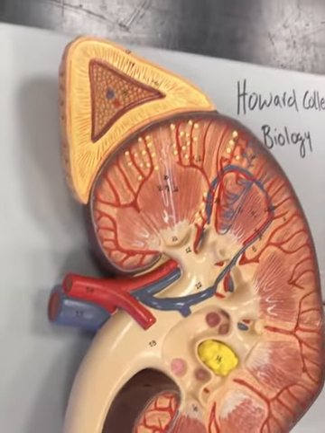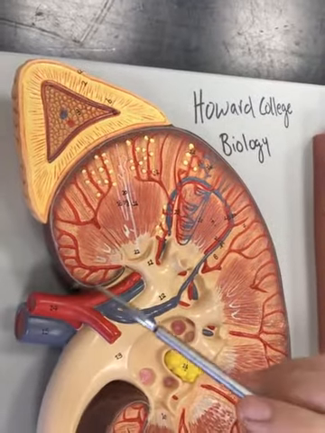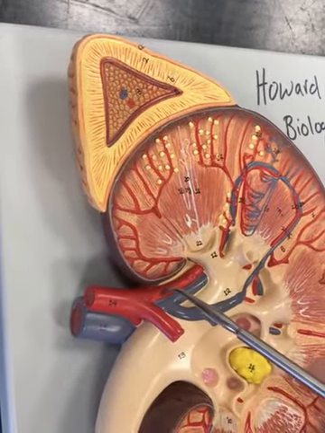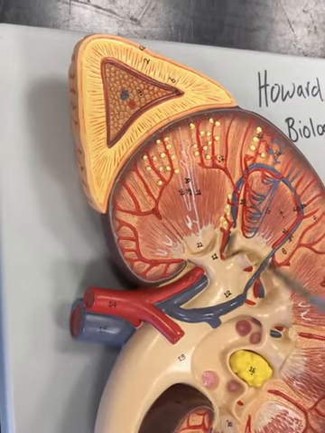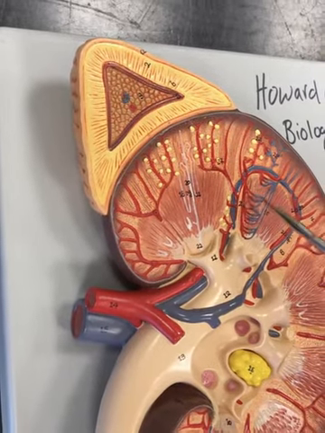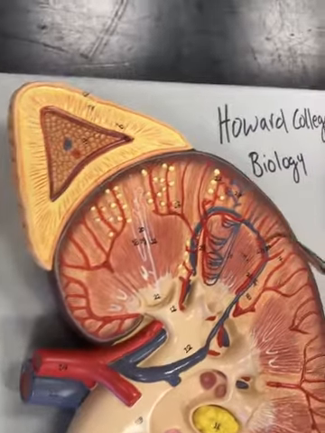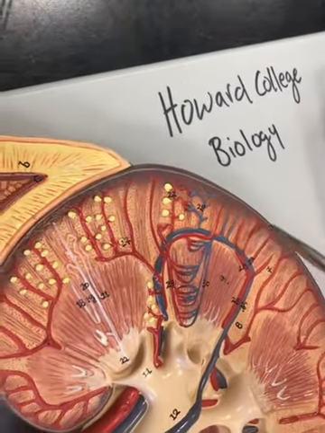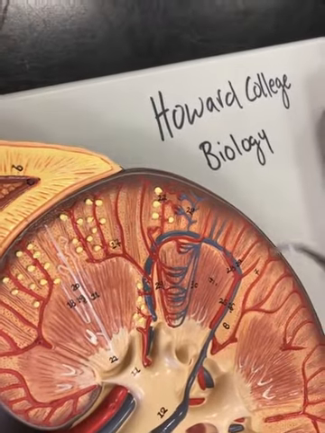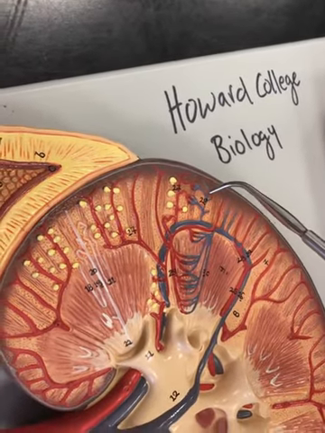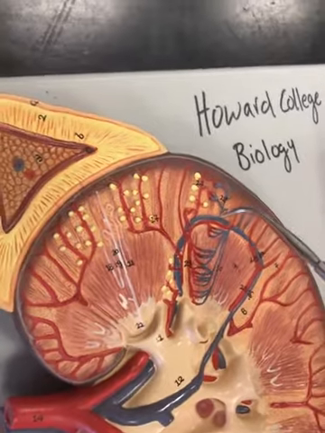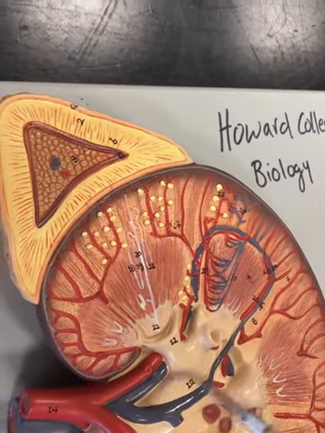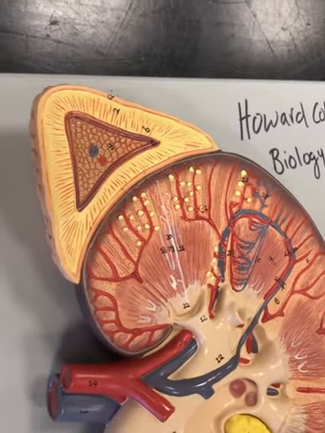Okay, as far as blood goes, we are reviewing, so this would be the renal artery. You have the segmental artery, the interlobar artery, the arcuate artery, and then coming off the arcuate artery would be your interlobular arteries. Okay, it would drain then through the interlobular vein. It would go to the arcuate vein, the interlobar vein, and then out to the renal vein.